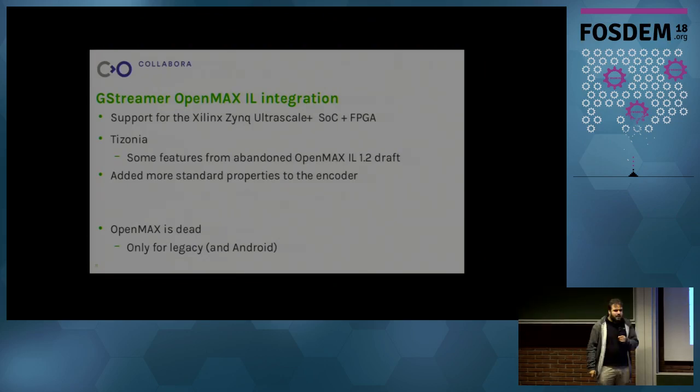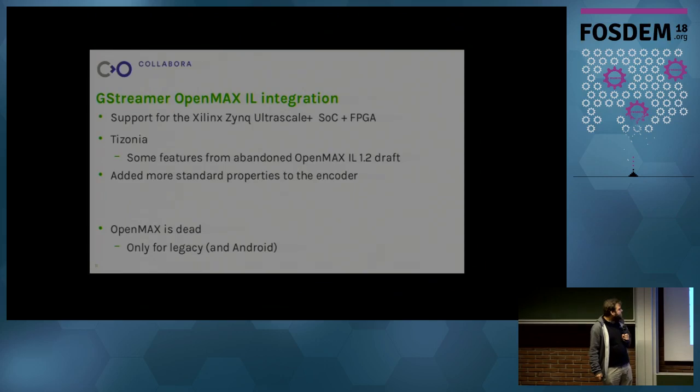We have support for Tizonia. Tizonia is an open source OpenMAX implementation that is not as terrible as the Bellagio OpenMAX implementation. But still, why do they do that? I don't know why. But someone is actually adding support for this to GStreamer. And in Tizonia, they've implemented some of the features of the rejected 1.2 draft that fix some of the worst problems with OpenMAX. And we've also added more. The OpenMAX standard defines a bunch of properties that encoders have. We had very few in GStreamer. We basically only had the bitrate. Now a few more have been implemented.